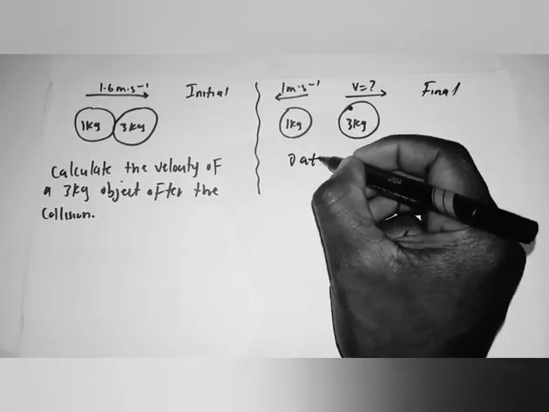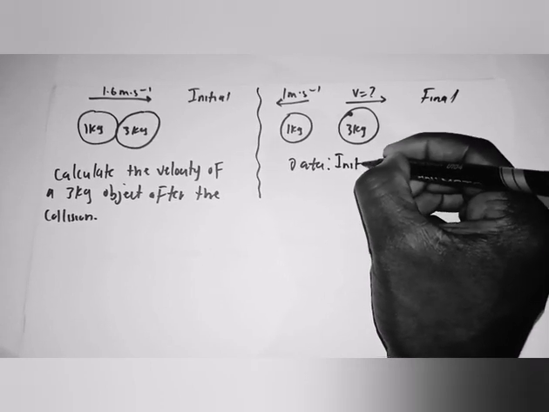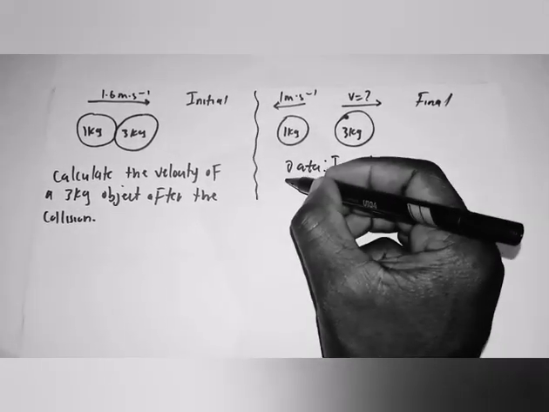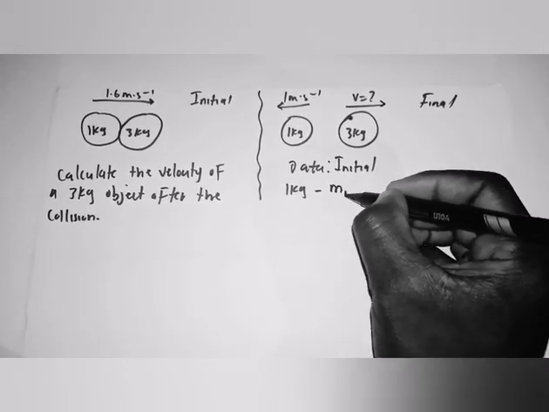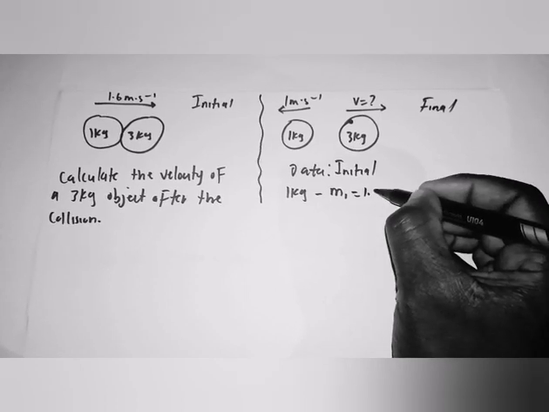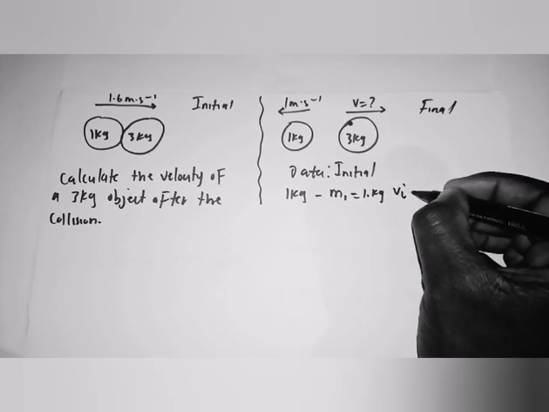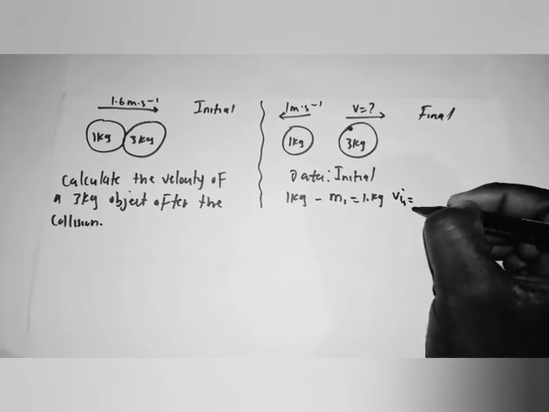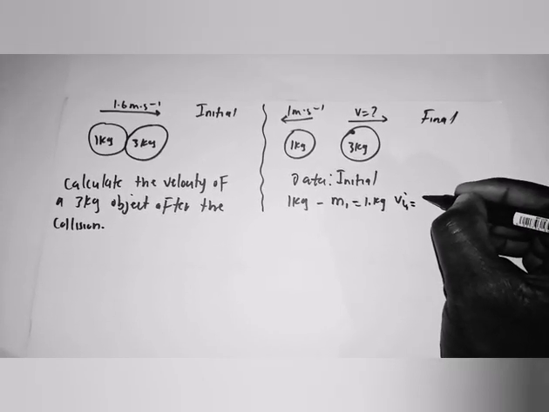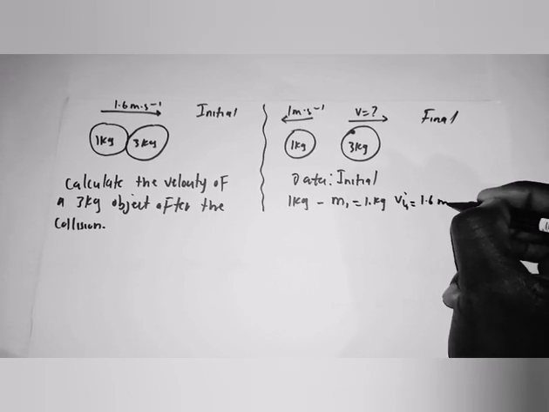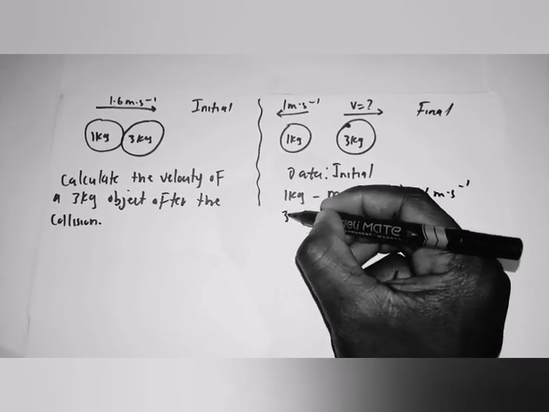So you collect your data. For initial, you have 1 kg, which is mass 1, 1 kg. Then V initial is 1.6 meters per second. So V initial of 1 is 1.6 meters per second. So make sure you understand your statement, or before that just collect your data.